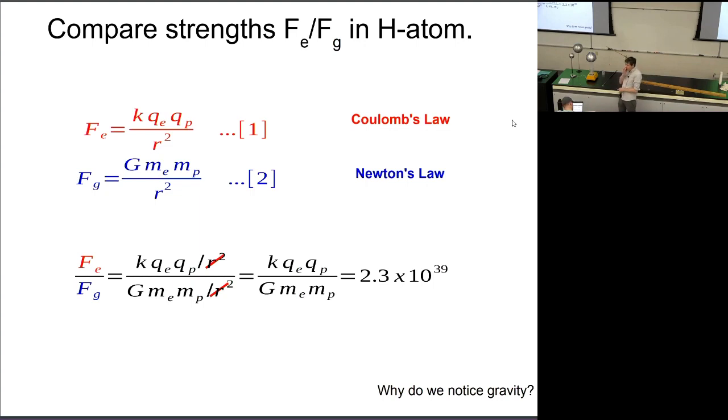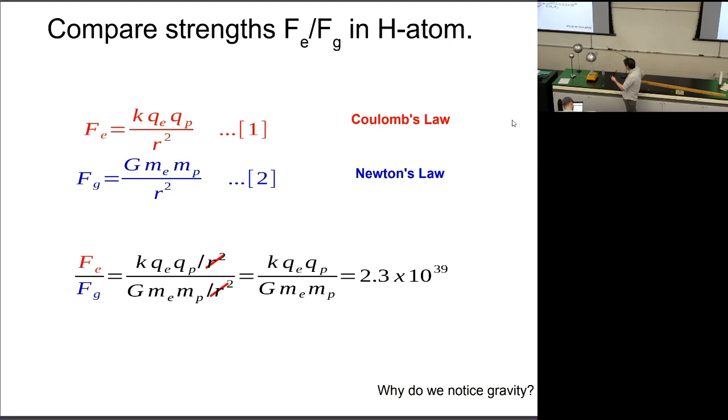So how do we compare two numbers? How do we compare two strengths? We would take the ratio of the two. If I divide the electrical force strength by the gravitational force strength, that's going to tell me whether electricity is stronger or gravity is stronger. And the number will tell me how many times electricity is stronger than gravity. And so I want to calculate the ratio of these two forces given by these two equations here.